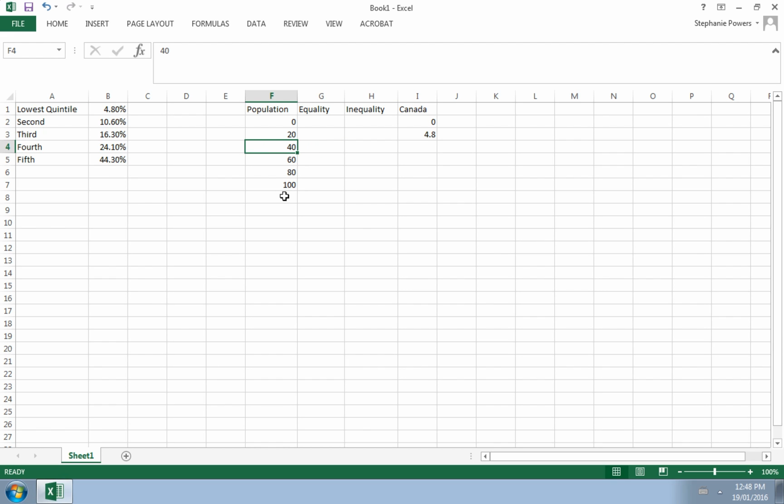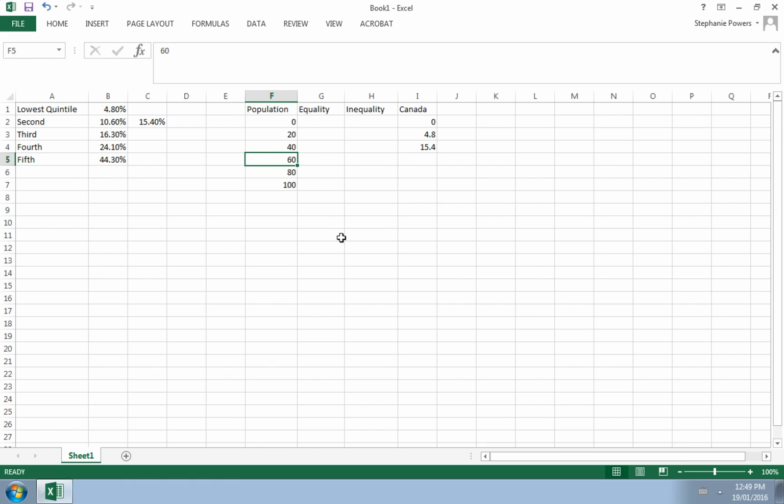Now we want to look at what 40% of the population has. Well, we know the 20% that's the poorest has 4.8% of the wealth. The second 20% has 10.6% of the wealth. So in order to figure out what 40% of the population has, we have to add together 4.8% and 10.6%. And so we find 40% of the population in Canada has 15.4% of the wealth.